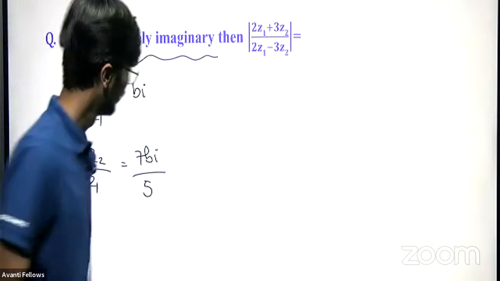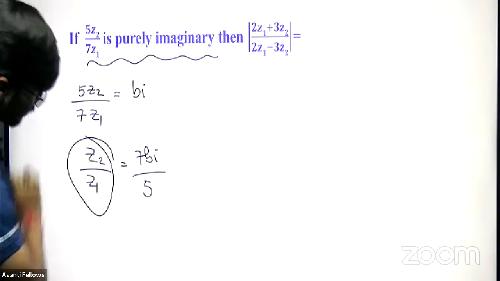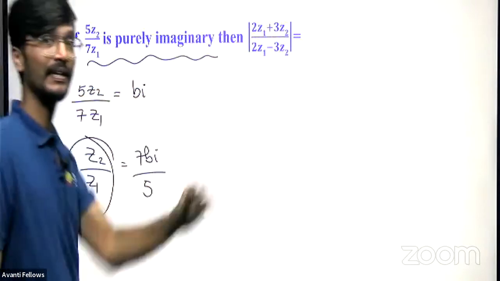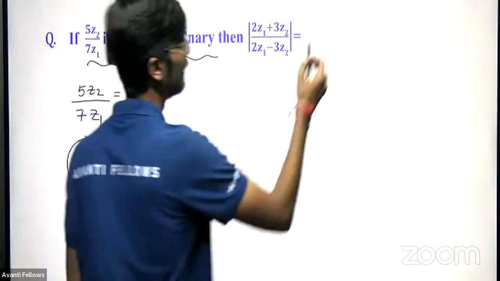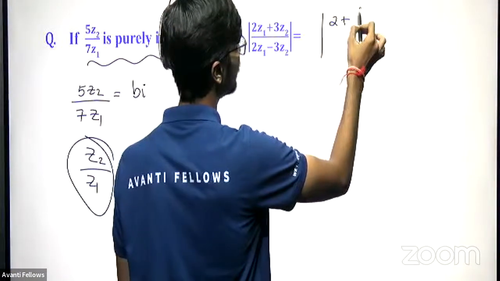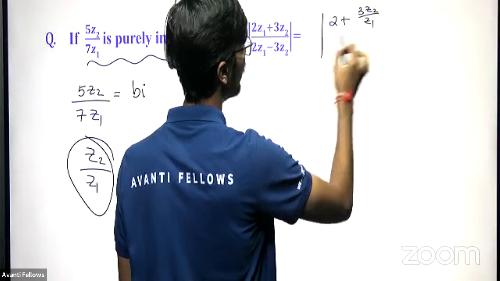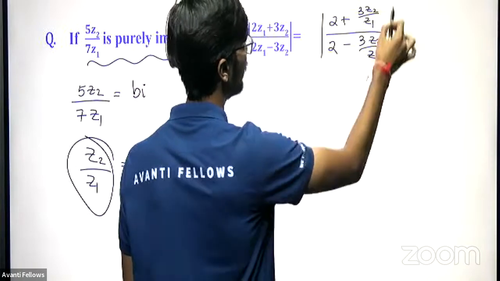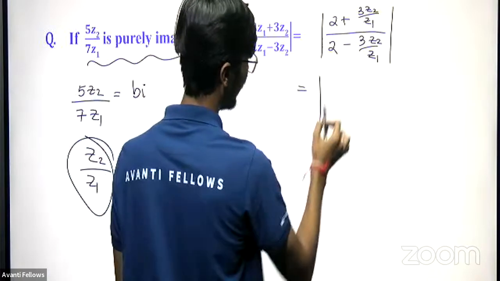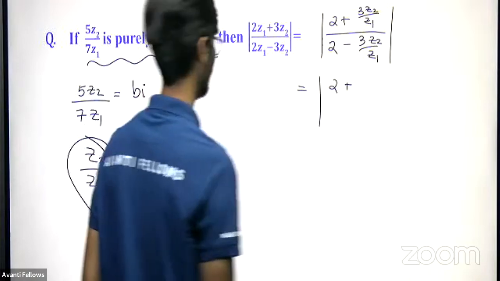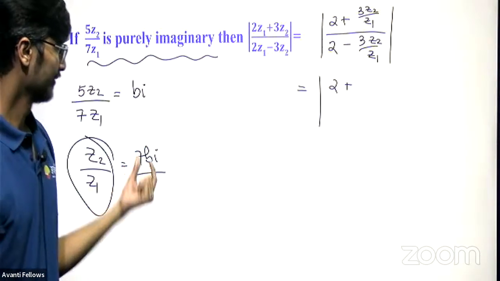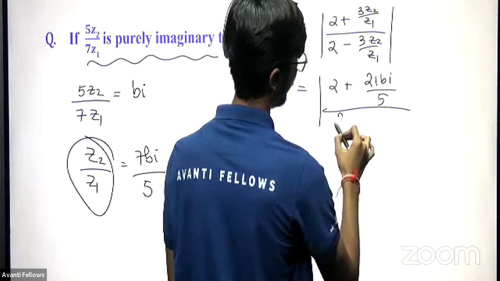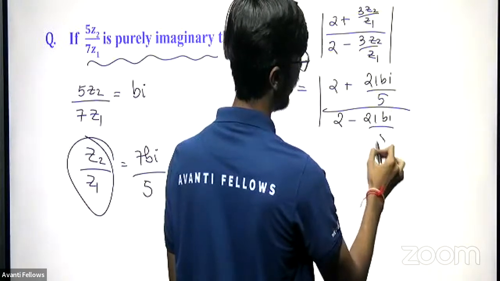I can write it as, see, I need z2 upon z1 to appear. So if I need z2 upon z1 to appear, I'll divide numerator and denominator by z1. That means I'll get 2 plus 3z2 by z1 upon 2 minus 3z2 by z1. Let's substitute the value. So I'll get 2 plus 21bi upon 5, upon 2 minus 21bi upon 5.